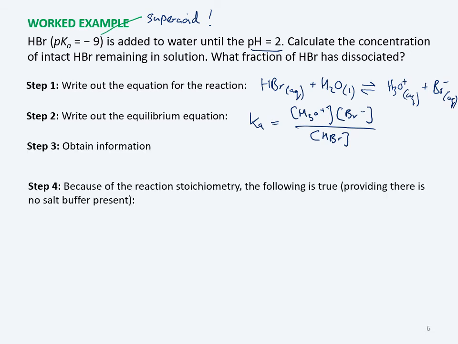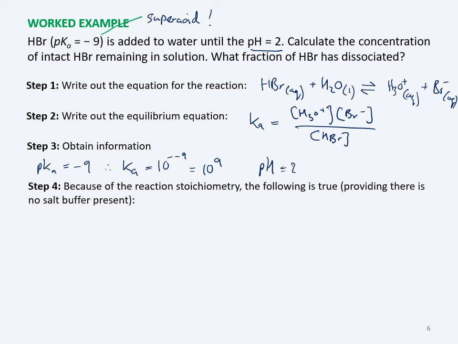Next, we have to obtain information from the question. Okay, so we've got pKa and pH. pKa is equal to -9, so we can say Ka is equal to 10 to the 9. That's a very big number for Ka, and again should give you an idea that the equilibrium is going to be significantly to the right, and the fraction of HBr that's dissociated is going to be pretty close to 1, isn't it?